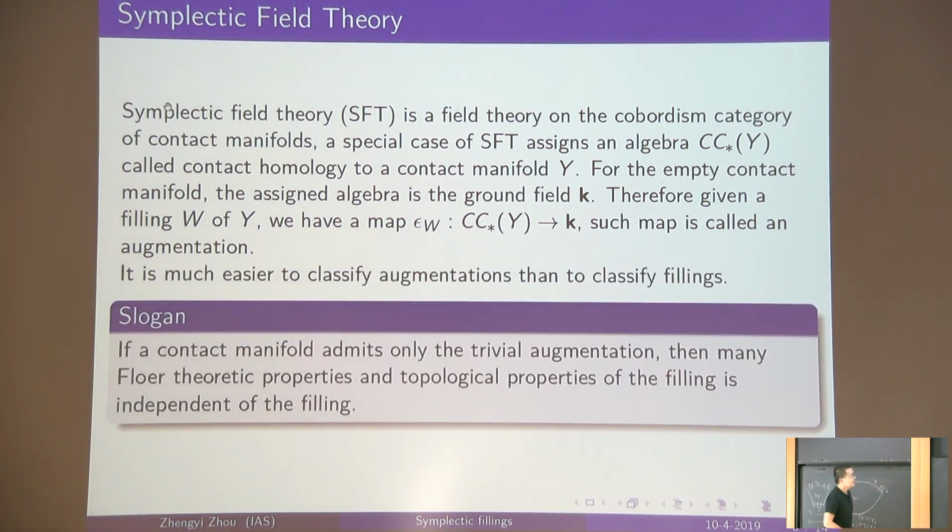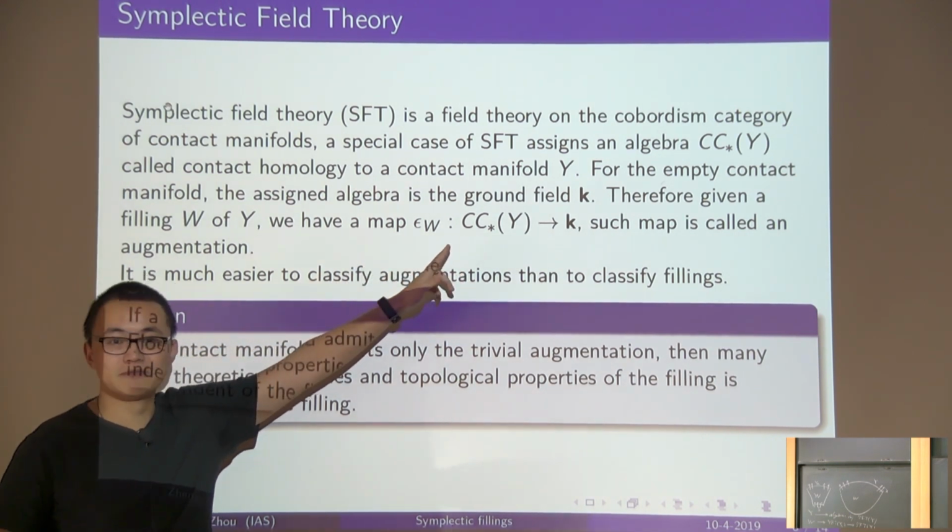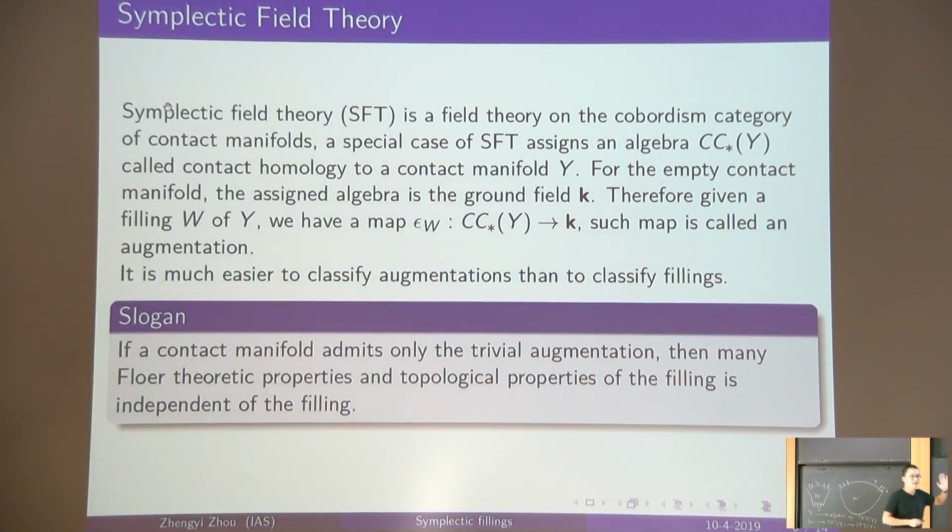So the slogan I want to talk about is, if the contact manifold admits only the trivial augmentation. You always have one trivial augmentation, assuming something. That is, because this guy carries a copy of the ground field, you just send everything to 0 and send that ground field to the ground field; that is called the trivial augmentation. It exists in some cases. In some cases there is no augmentation.